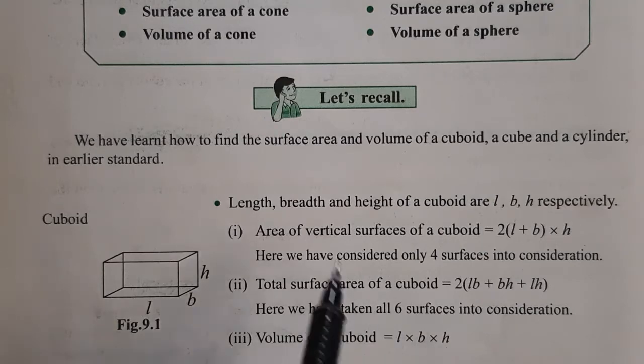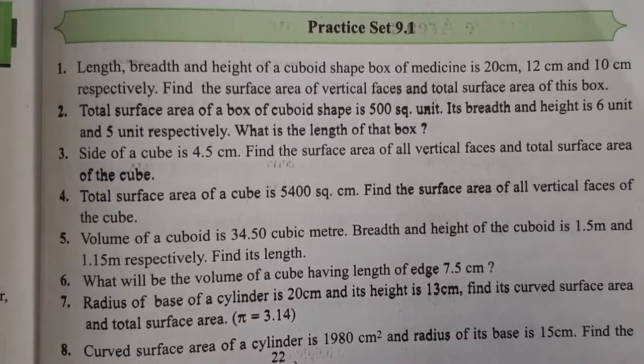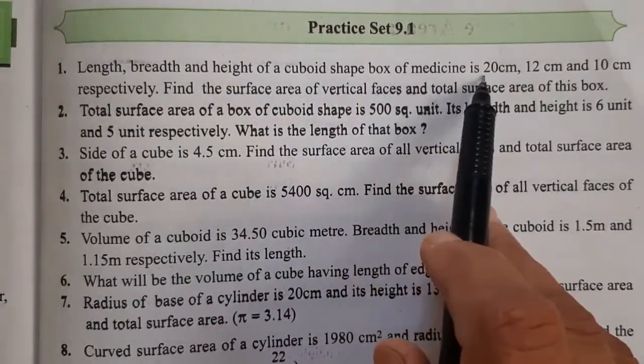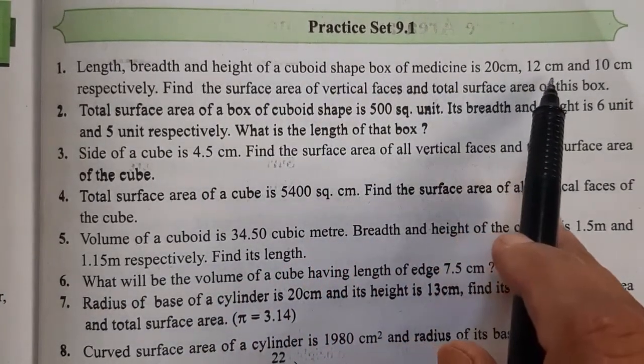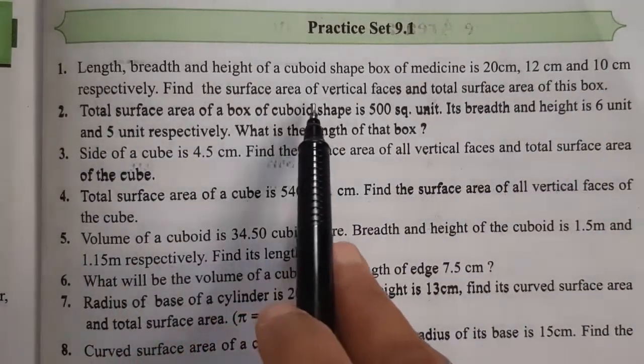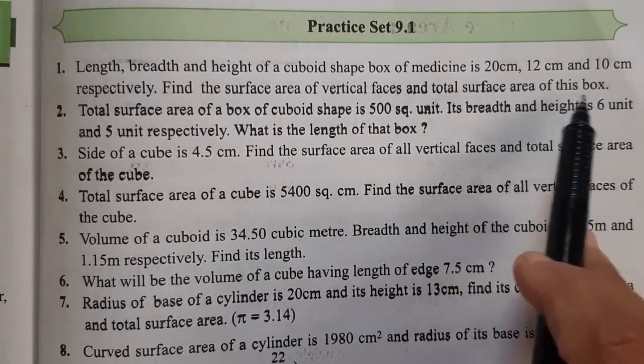Now here some formulas are given. You have to learn these formulas. Now with the help of these formulas, we solve some examples from practice set 9.1. Those are based on cuboid. Let's start. See the first example from practice set 9.1. Length, breadth and height of a cuboid shaped box of medicine is 20 cm, 12 cm and 10 cm respectively. Find the surface area of vertical face and total surface area of this box.